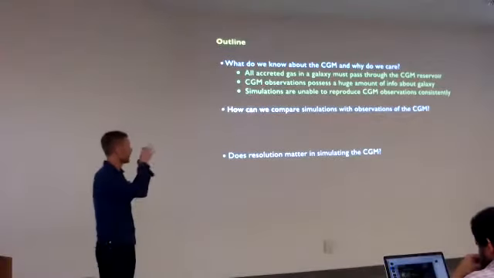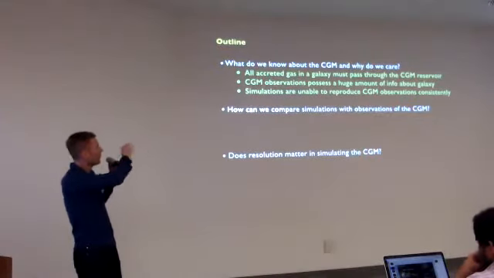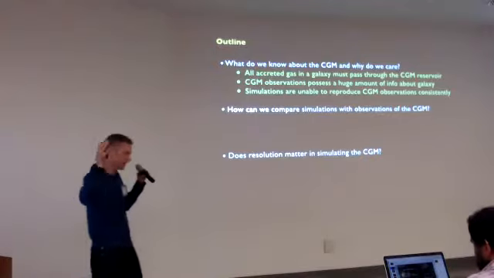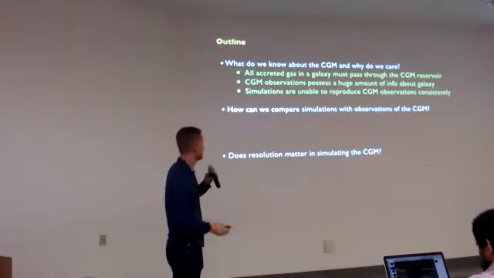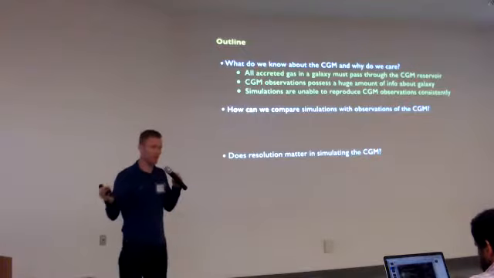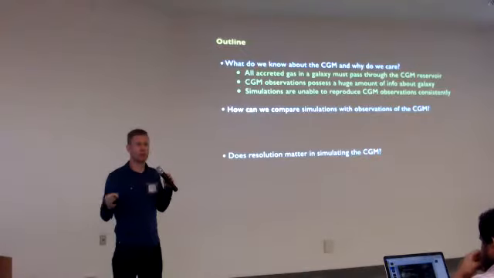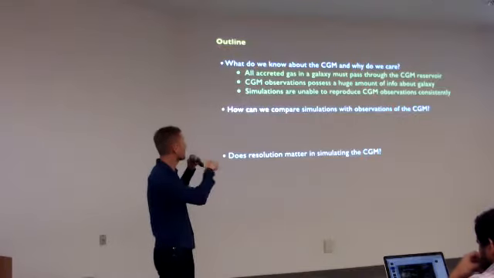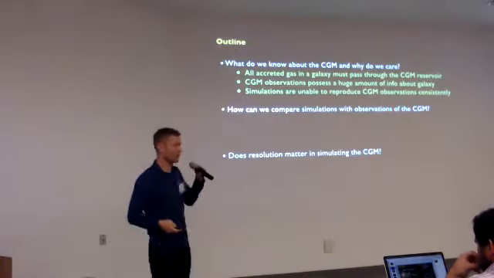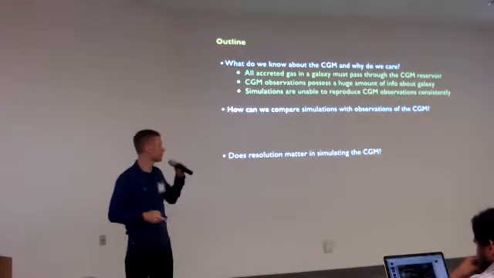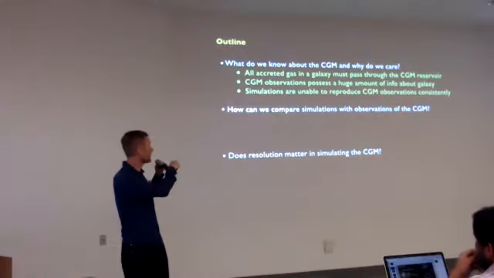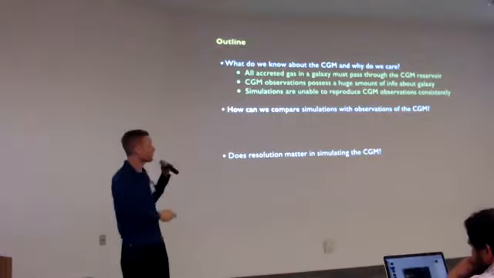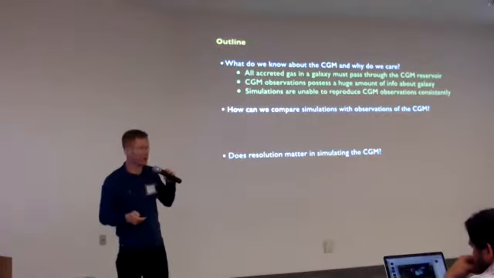Okay, so I think that's enough of an intro. Why do we care? All accreted gas in a galaxy has to come through the CGM. CGM observations possess a huge amount of information about the phase of the galaxy, and simulations are basically unable to reproduce the CGM observations. There's a lot of tension there. So very quickly, I'm going to touch on how we can compare simulations and observations of the CGM.